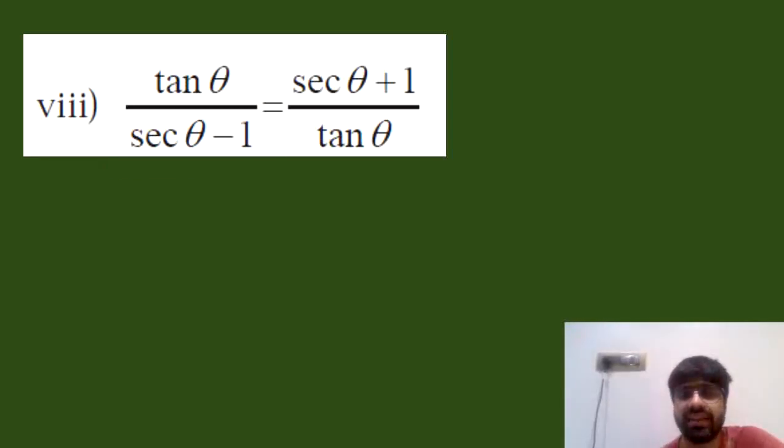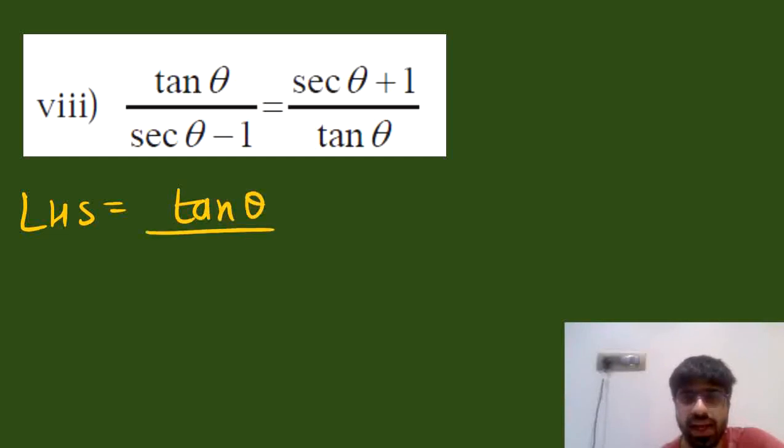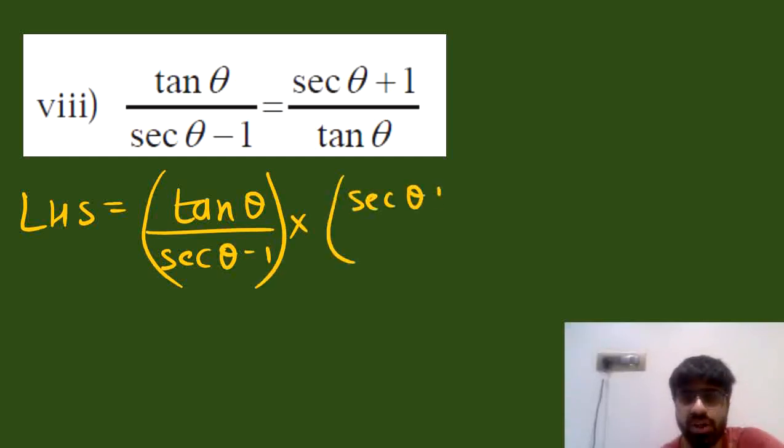Tan theta upon sec theta minus 1 is sec theta plus 1 upon tan theta. Start with the left hand side. You can simply rationalize the terms here. That would be a better option. So tan theta upon sec theta minus 1. Rationalize means you multiply with sec theta plus 1.